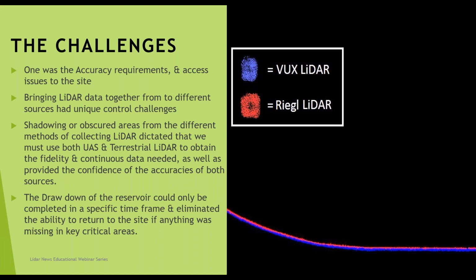So after controlling and registering the data separately with the VUX LIDAR, which was the airborne LIDAR, and the Regal LIDAR separately, this is the line that we got. As you can see, the red line on the face of the dam and the blue line perfectly lined up together. And on every other surface and validation, it actually came together a lot smoother than we were expecting it to.